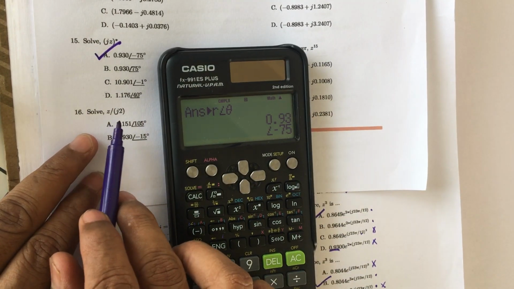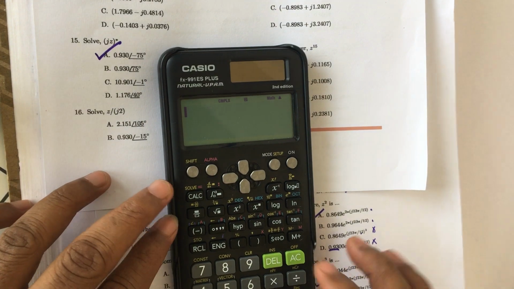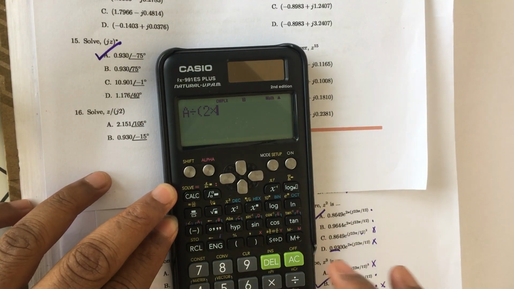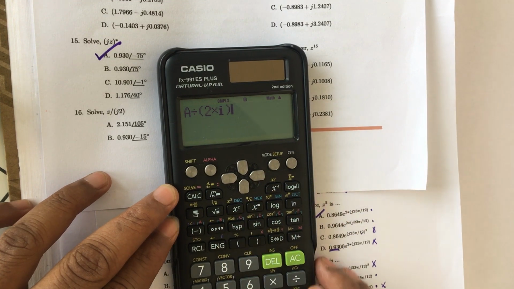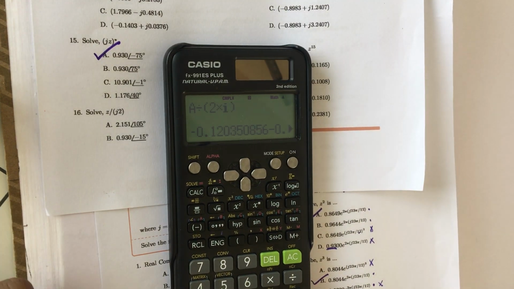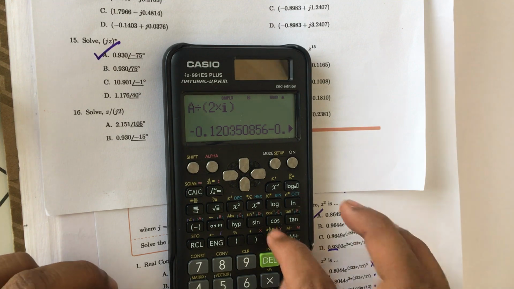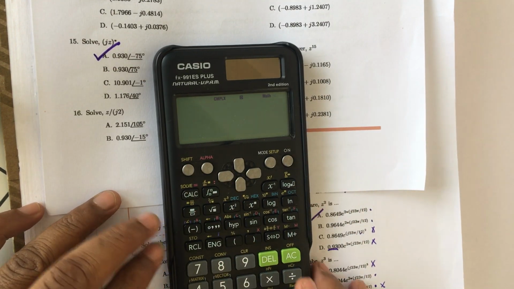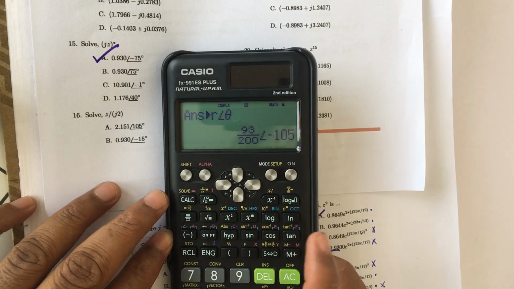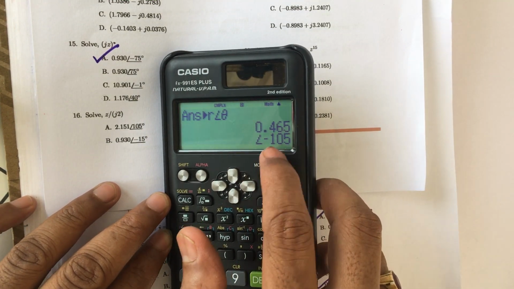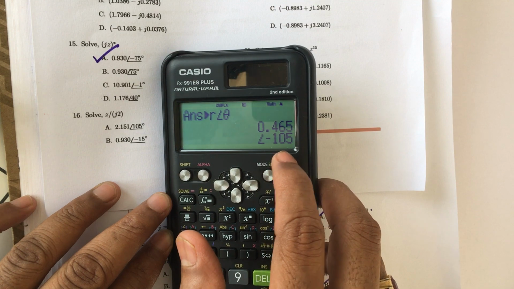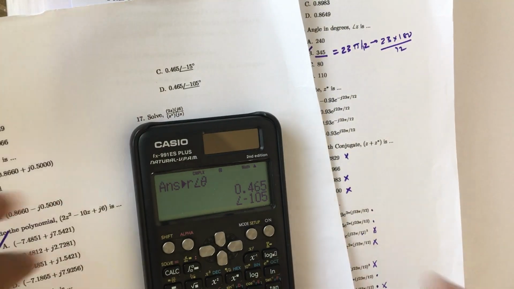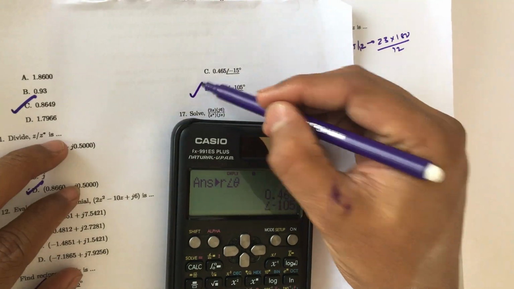Solve z by j2. So z divided by 2 into i. Then again I got the answer. I want it in magnitude and angle, so 0.465 angle minus 105 degrees. That answer is here, D. So I'll just mark D as my answer.